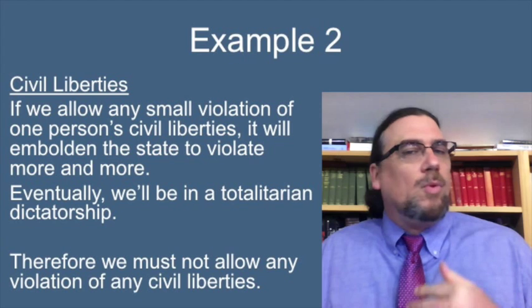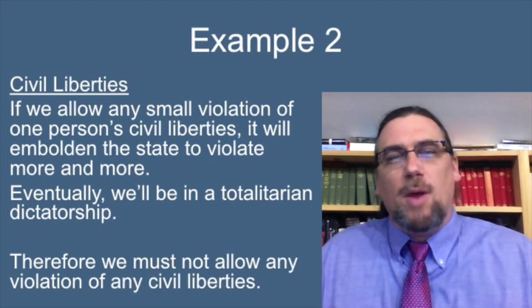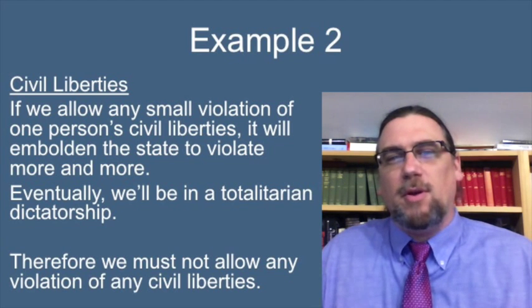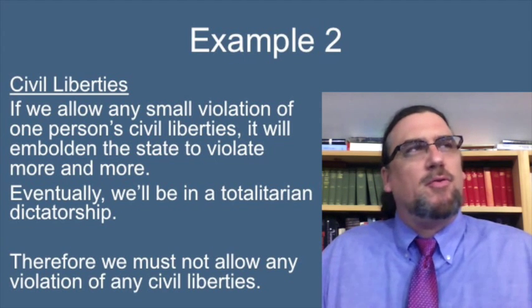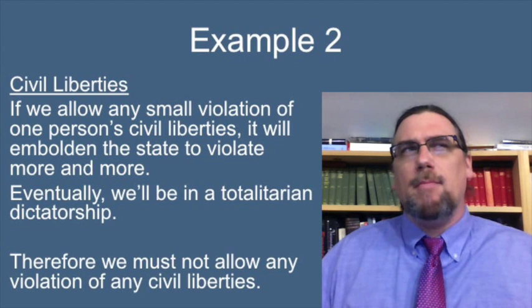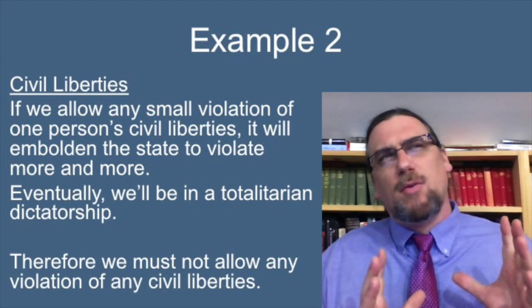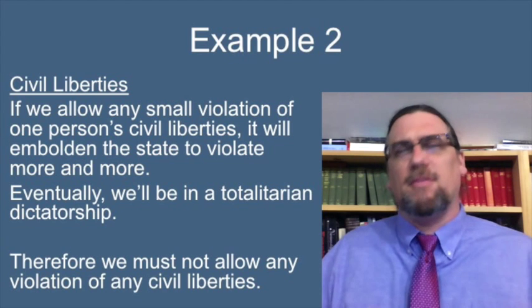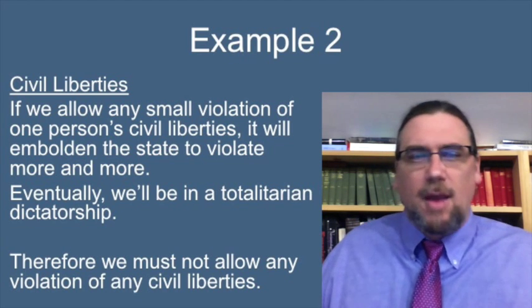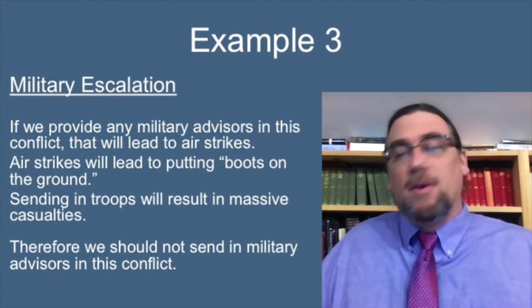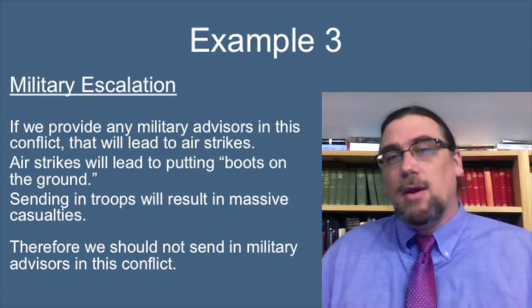So let's think about the one premise that we have here. If we allow any small violation of one person's civil liberties, it will embolden the state to violate more and more of them. Is that really true? Well, there's a plausible argument to be made there. But is it something that we can rely upon to get us to a totalitarian dictatorship? I don't think so. I think this is a fairly weak argument. I think this is an example of a slippery slope fallacy. Let's look at the third one, military escalation. Another common example.